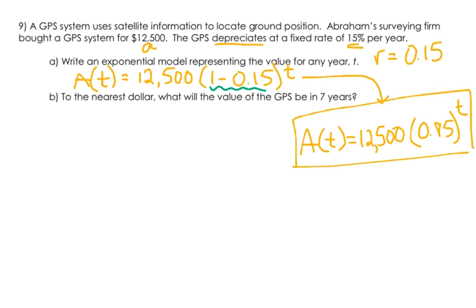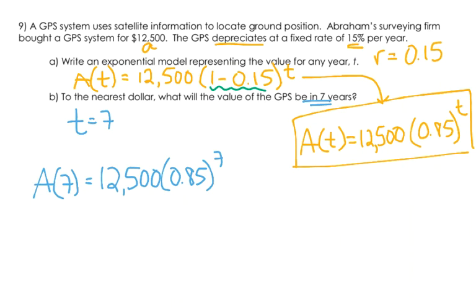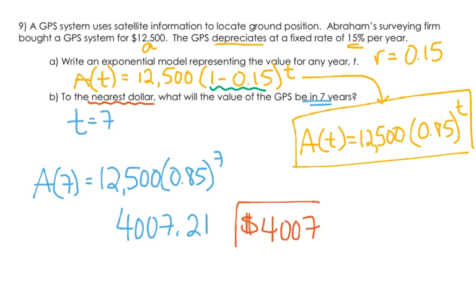The next part of this problem is saying that I want to know how much the GPS system is going to be worth in 7 years. So essentially I just want to plug in 7 for t. From here you're just going to grab your calculator again and plug it in. When I plug it into the calculator I get 4007.21, and then some more decimal places. But on this problem it is saying to the nearest dollar. So remember, make sure you read directions. So to the nearest dollar, which would make this $4,007. So my final answer is $4,007. Alright, you're done.